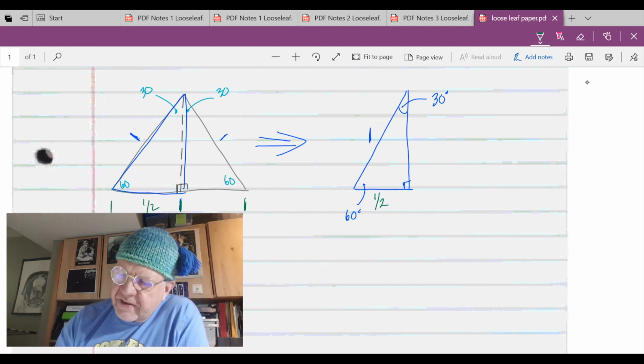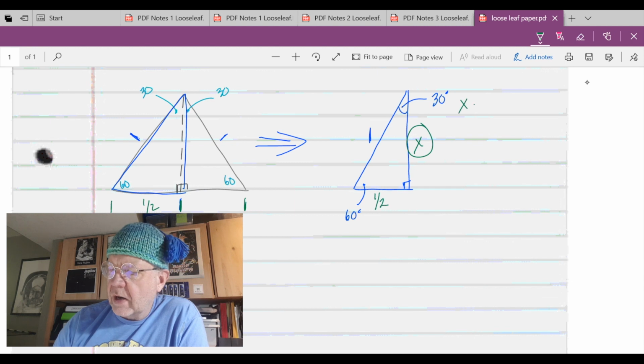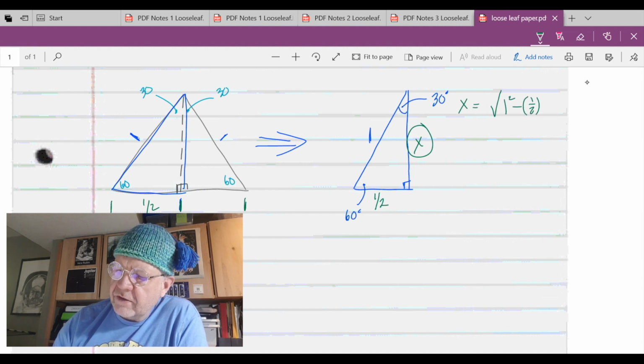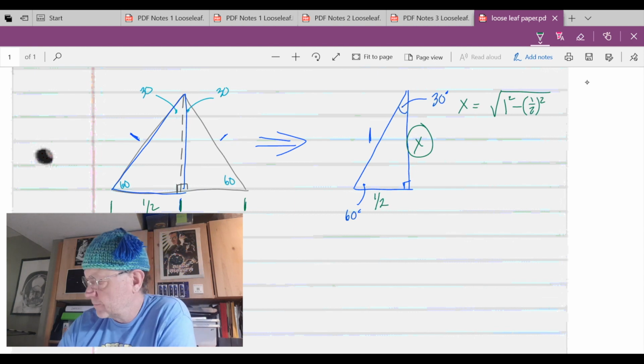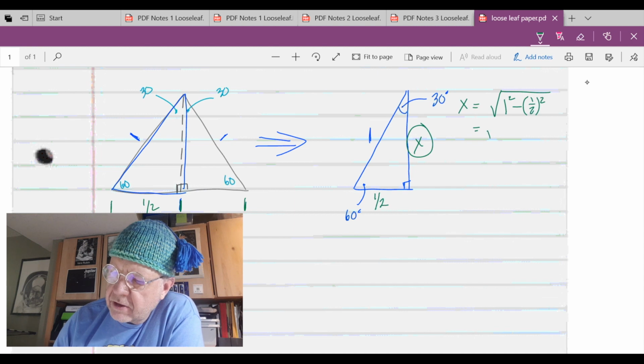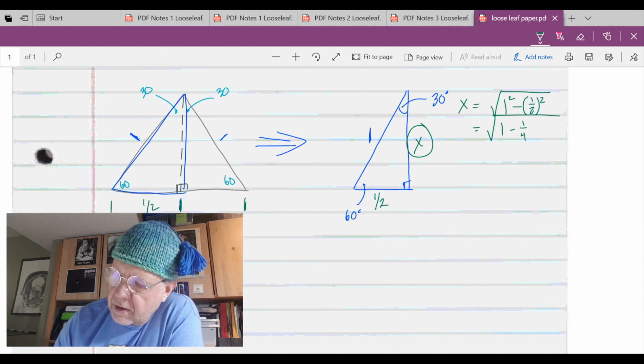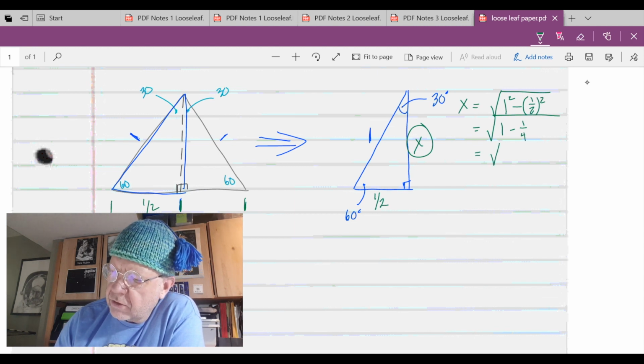And that allows me to set up a Pythagorean relationship to give me this. So let's call this x. X is going to be the square root of 1 squared minus 1/2 squared, like that. And if we continue to do the math here, we'll get, well, 1 squared is 1, minus 1/2 squared is 1/4, which is equal to the square root of, well, it looks like 3/4.